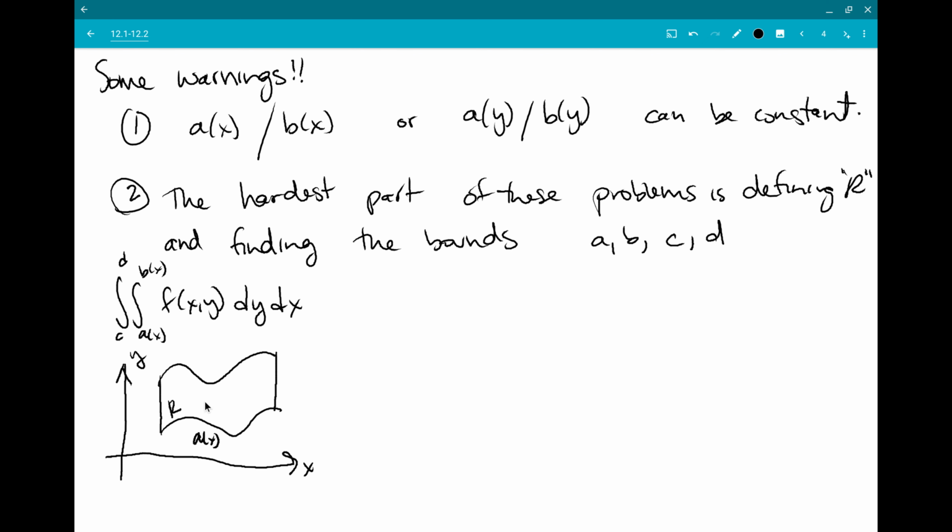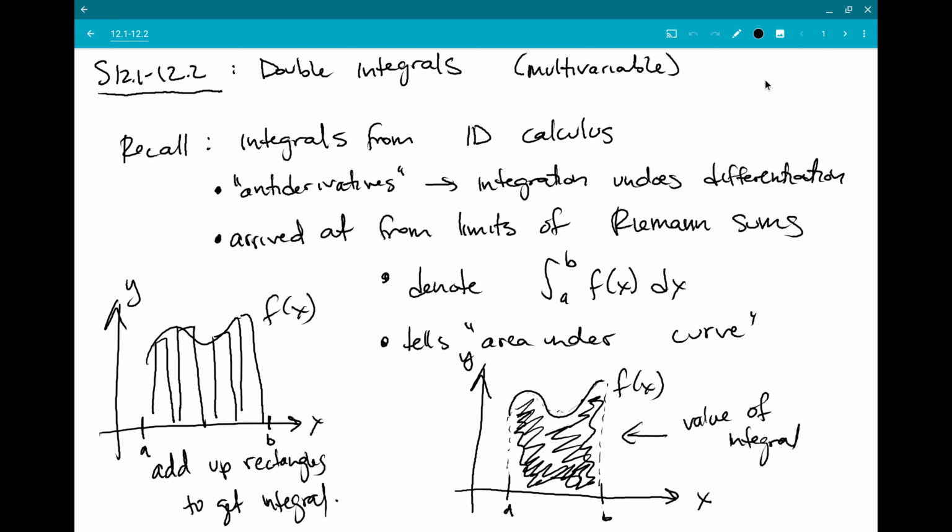And your A of X and B of X tell you the heights when you're integrating with respect to Y. So the lowest thing is A of X. The highest thing is B of X. And then your constants C and D tell you the lengths when you integrate with respect to X. The thing that's furthest left is your C, and the thing that's furthest right is your D. And those ones at least should feel kind of familiar to you because you're used to when you integrate with respect to X having constant numbers for your interval, just like you had over here for your integral from A to B.